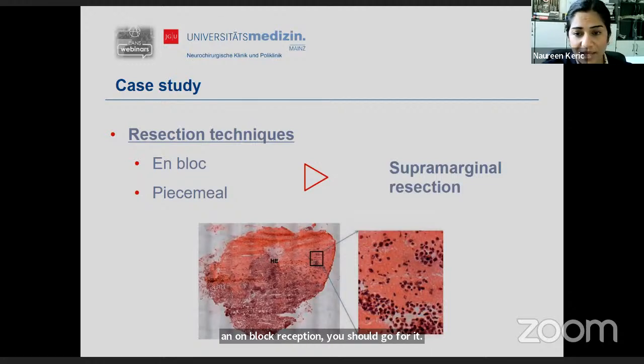And apart from that, there are several studies who showed that there is an infiltration zone, not only in glioma, but also in metastasis. And some metastasis types have about a 5 to 10 millimeter surrounding tissue, which is infiltrated by tumor cells. So if you have the possibility from the location of the tumor to do a supramarginal resection, then it is highly recommended.